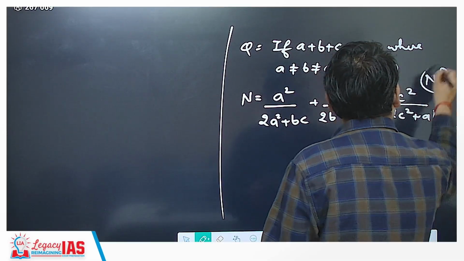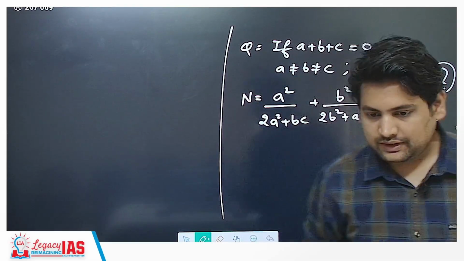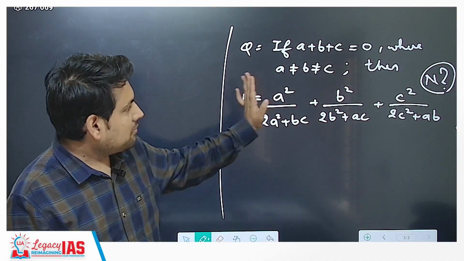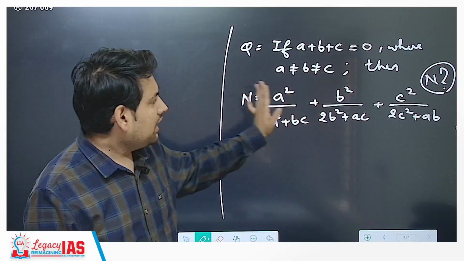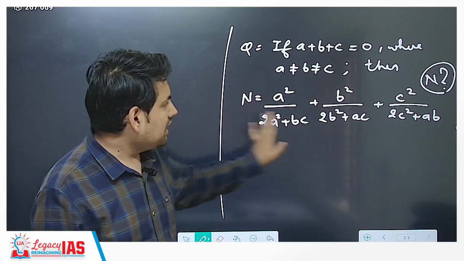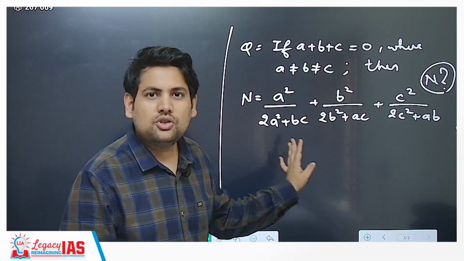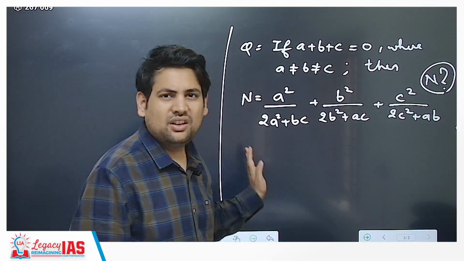Again, you need to find the value of N. Okay. So the question is, A plus B plus C is equal to 0, and A, B and C are not equal. Then you need to find the value of this. Again, the options given to you will be in numeral form, 0, 1, 2, 3, like this.